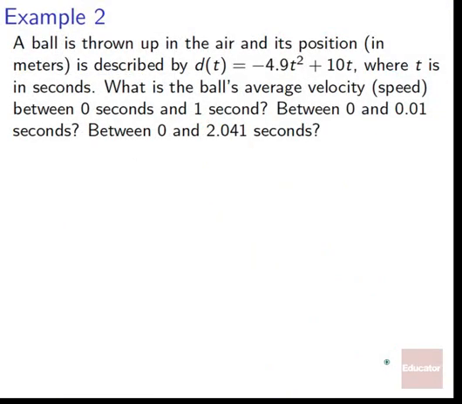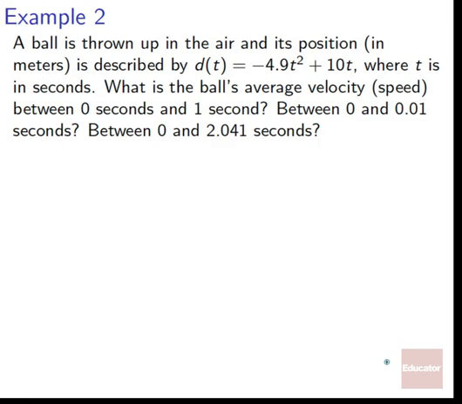Example 2. A ball is thrown up in the air and its position in meters is described by the distance function d(t) equals negative 4.9 t squared plus 10t, where t is in seconds. So we've got some function that describes the height of the ball, where the ball is. What is the ball's average velocity, speed, between 0 seconds and 1 second, between 0 and 0.01 seconds, and between 0 and 2.041 seconds?